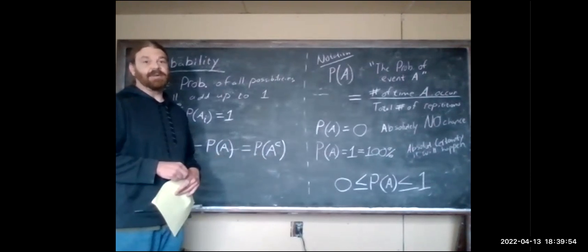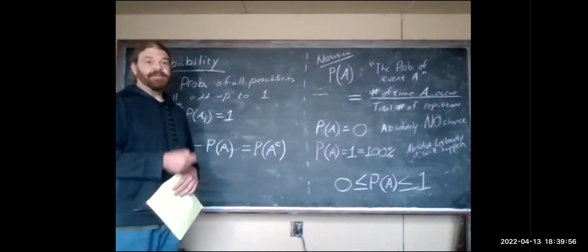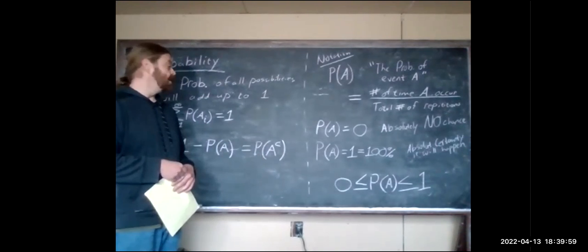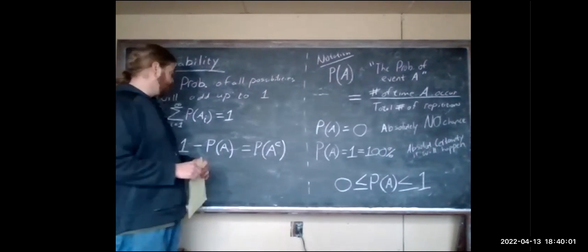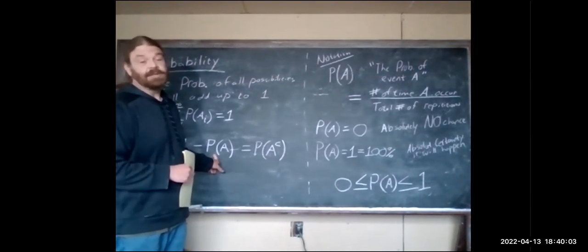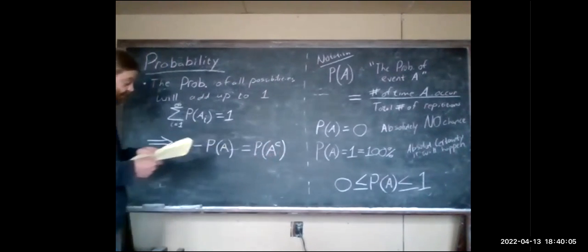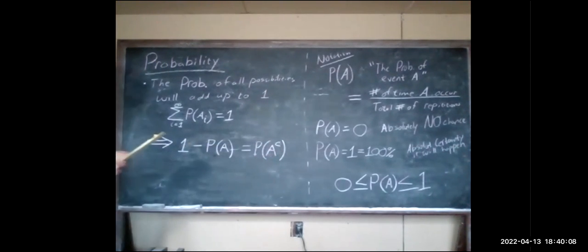Or the simplest case is flipping a coin, right? We have 50-50 when we flip a coin, 50% chance. So 1 minus 50% leaves us 50%. Should be fairly straightforward.